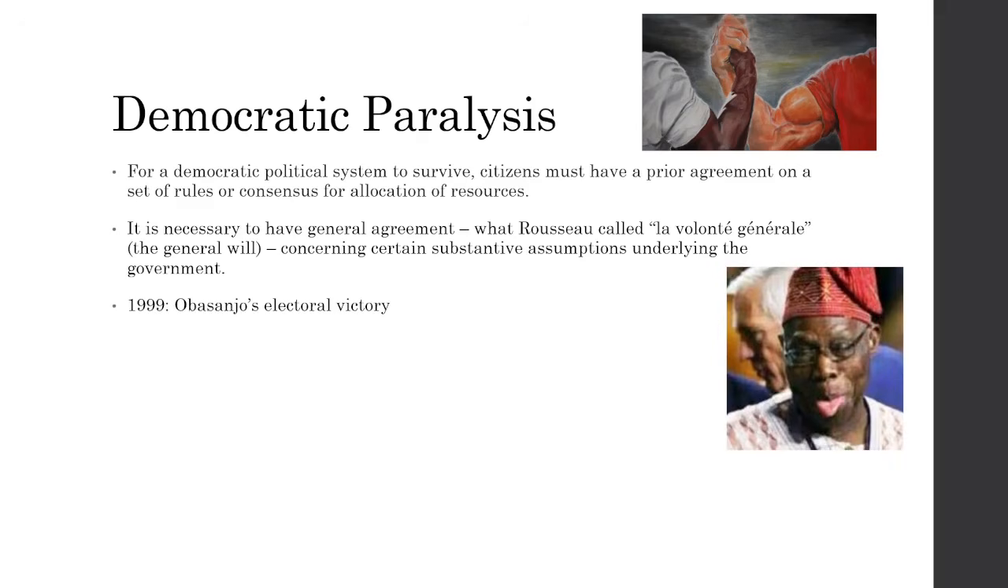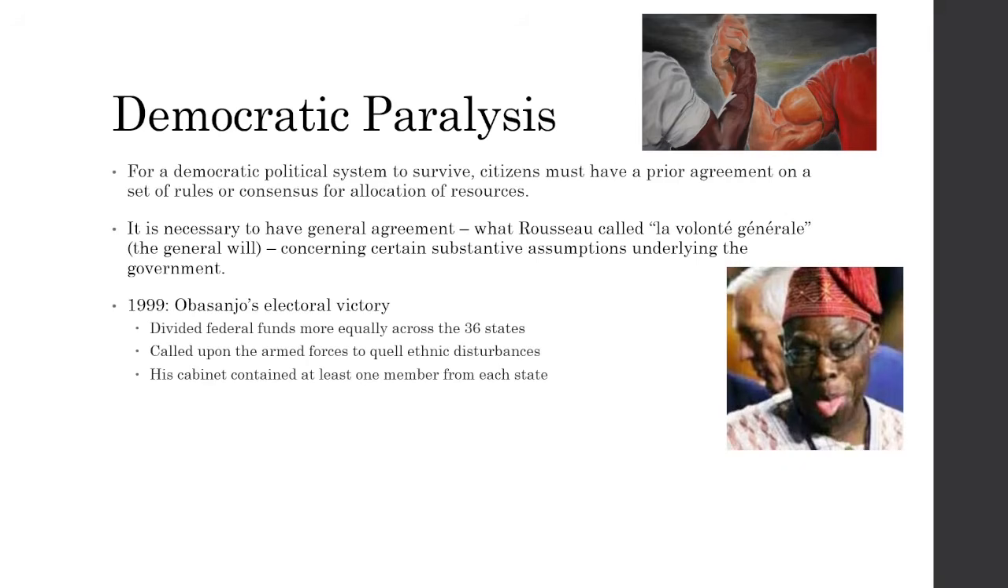So let's talk about this. In 1999 was Obasanjo's electoral victory, names I can't pronounce. And what he did, he divided federal funds more equally across the 36 states. He called upon the armed forces to quell ethnic disturbances. His cabinet contained at least one member from each state. He's really representing the diverse nature of Nigeria.